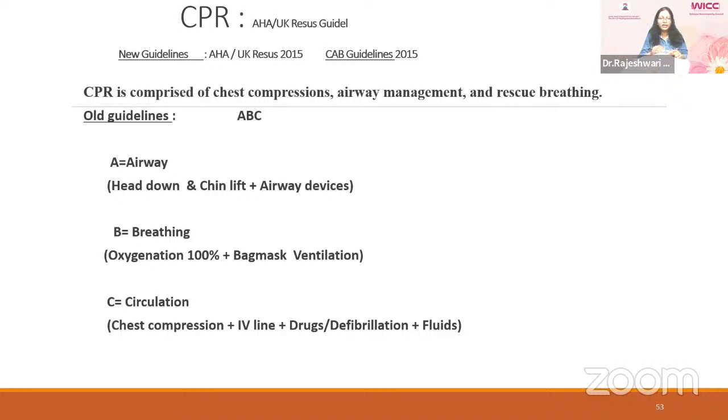Okay, automated external defibrillator aane ke baad you have to immediately apply the paddles of the AED. So paddles, how are they applied? One is applied to the left side at the apex of the heart, in the horizontal way. And here at the right sternal border, it is applied in this way, vertically. Okay, it is applied like this.